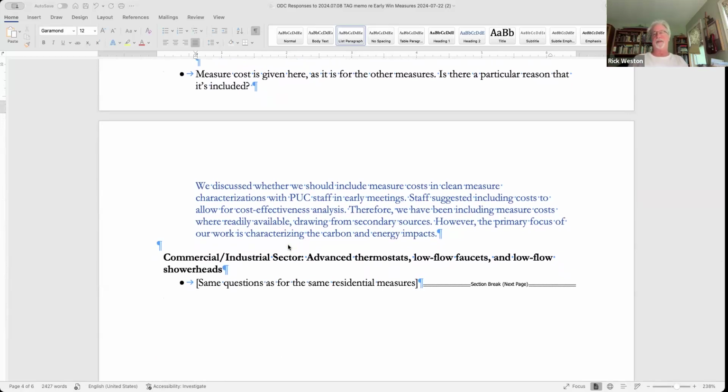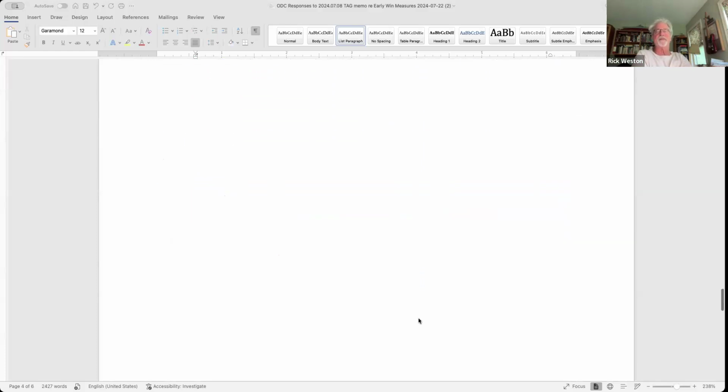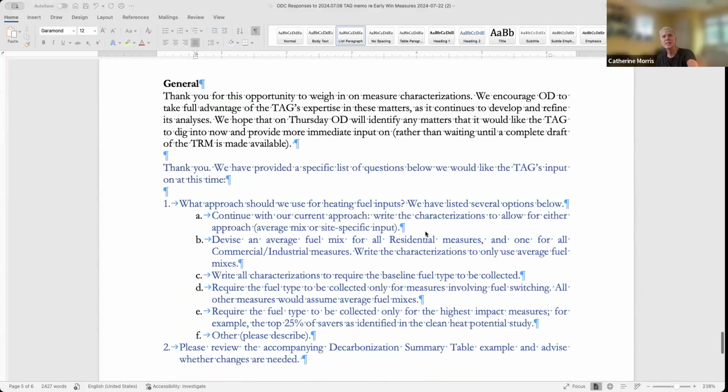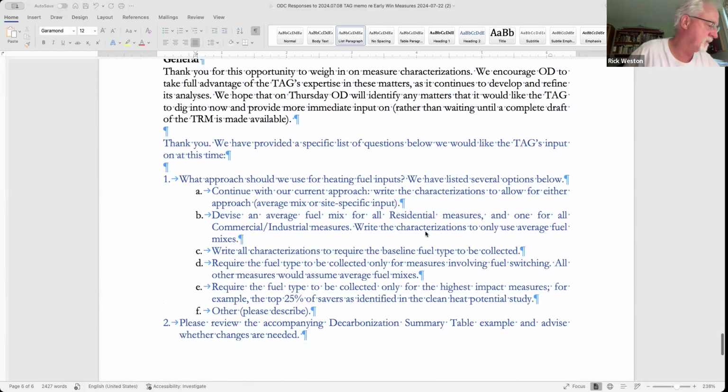When we had this discussion, it came up with respect to stovetops, but after we met and I drafted the memo, I went back through all the measures and saw that cost had been included with all of them in one way or the other, so the numbers are there, and that's what they're saying here. So there are no responses here because the same responses apply. Right. And then we get down to their questions to you.